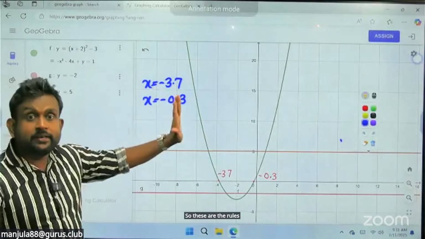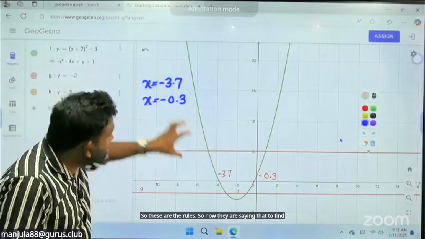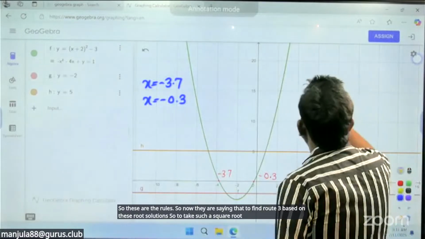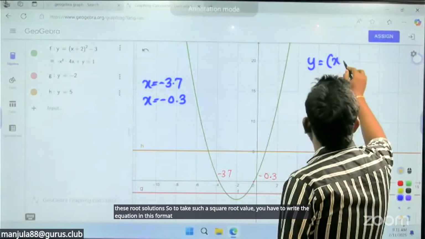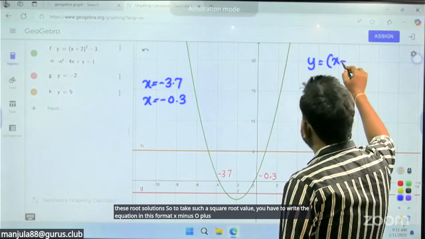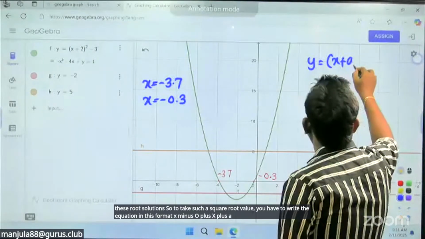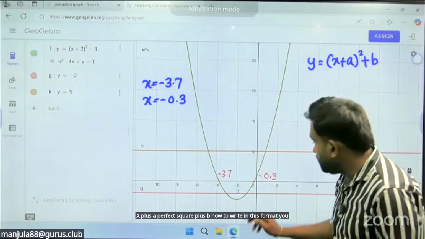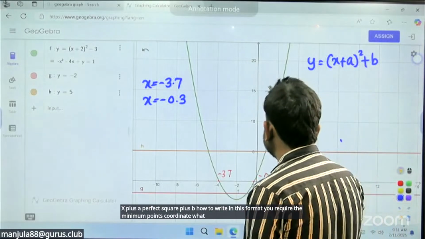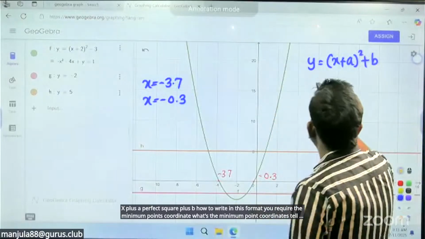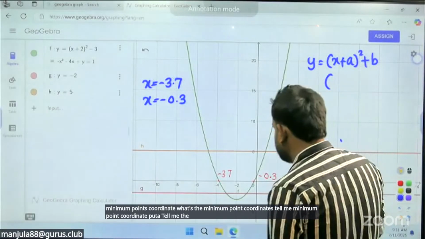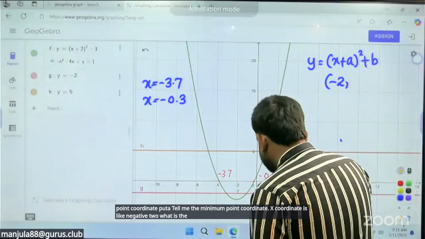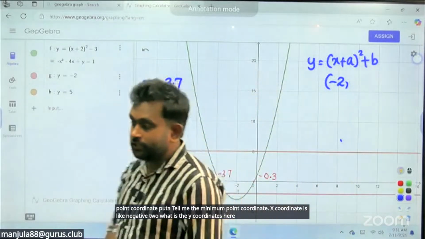Now they are saying to find √3 based on these root solutions. To get such a square root value, you have to write the equation in this format: (x plus a) perfect square plus b. How to write in this format? You require the minimum point coordinates. What is the minimum point coordinate? The x coordinate is like -2. What is the y coordinate here? Tell me the y coordinate.